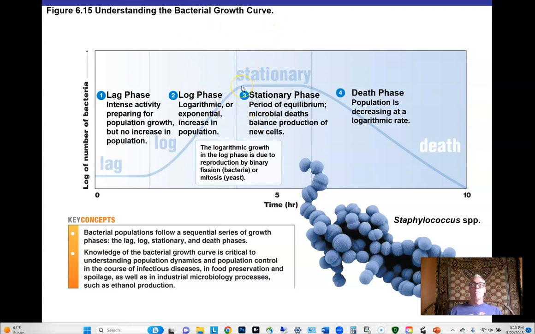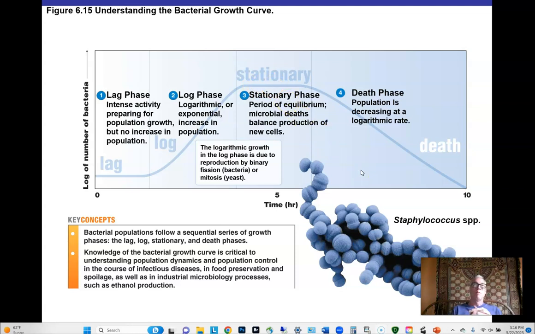Then, after a while, some of the bacteria start to die. New bacteria are forming by fission, and bacteria are dying also. When the number of bacteria that are dying equals the number of new bacteria produced by binary fission, we have what's called the stationary phase. The bacteria aren't dead, they're just not increasing in net numbers, because some are dying off all the time. That's what happens when you start to utilize the nutrients.